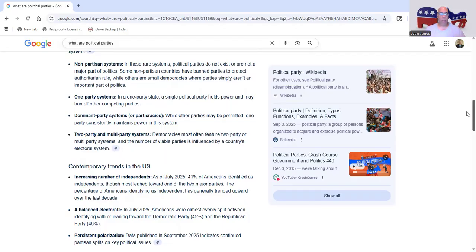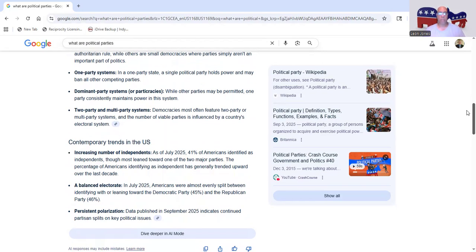Then again, and this has happened this year, contemporary trends in the United States, where today you have an increasing number of independents. As of July of this year, 2025, 41% of Americans have identified themselves as independents, though most lean toward one of the two major political parties. Almost half of the American population identify as independent. And the percentage of Americans identifying as independent has generally trended upward over the last decade.